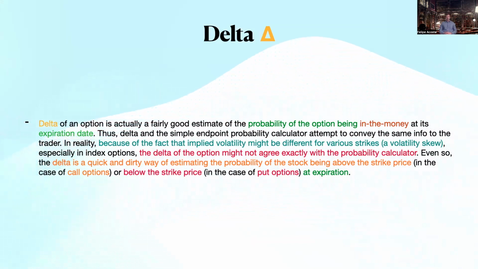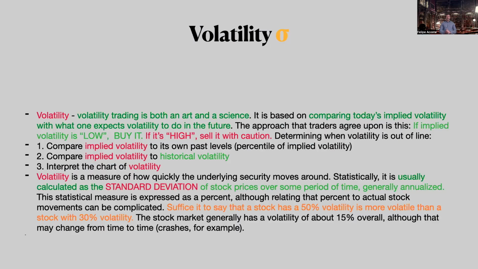Even so, the delta is a quick and dirty way to estimate the probability of the stock being above the strike price in the case of call options, or below the strike price in the case of put options at expiration, right? Because with put options, when you're long, you're betting that the stock is going to decline. So now let's get to the good stuff, volatility.